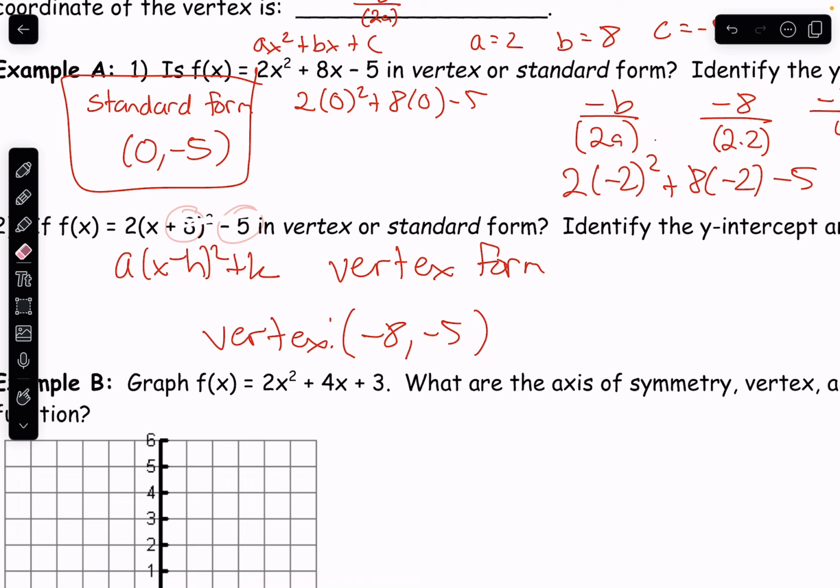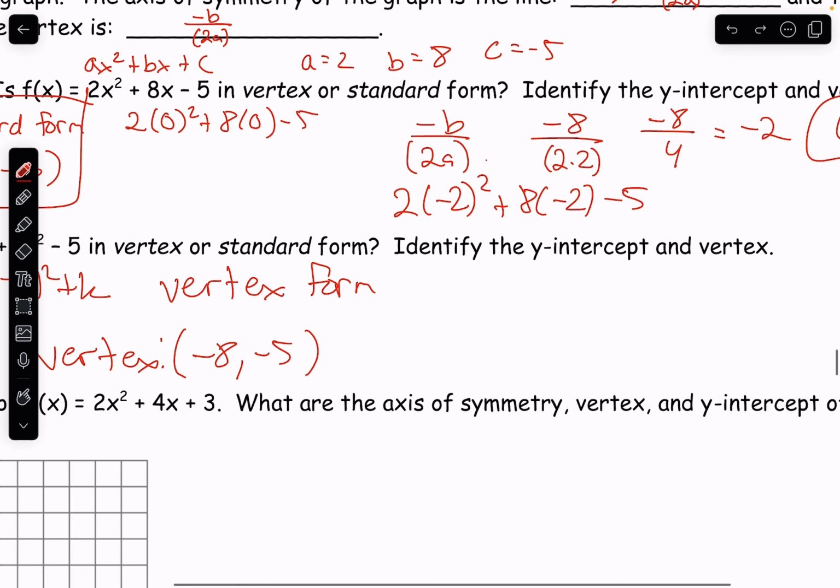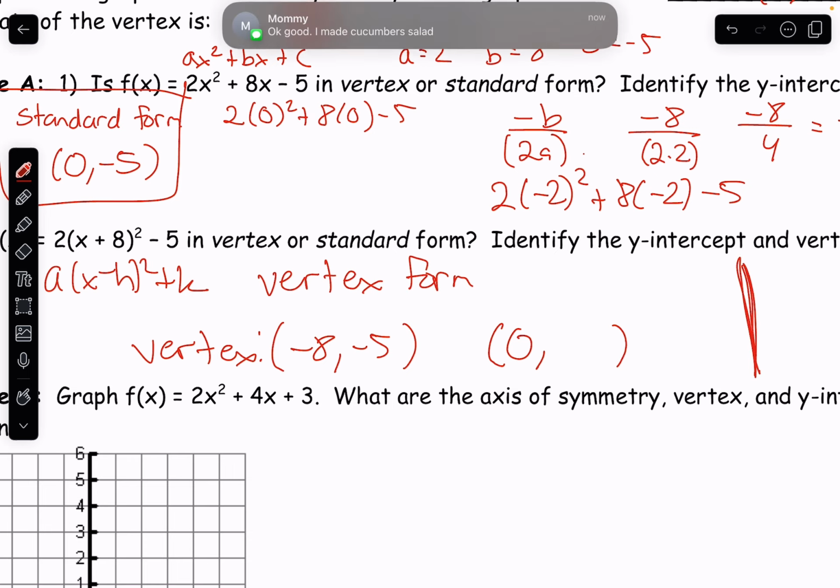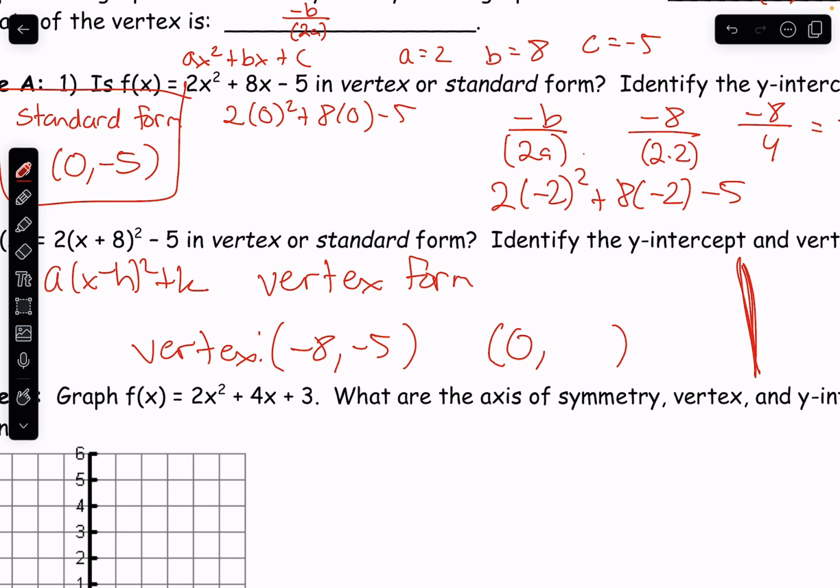Now, when you are in vertex form, this guy on the end is not your y-intercept, okay? So don't fall for that. That guy in the end is only your y-intercept when you're in standard form. Now, for any function, to find the y-intercept, you can go ahead and plug in a 0 for x, okay? And that makes sense, right? Because if you're plotting on the y-intercept here, that means your x value is 0.